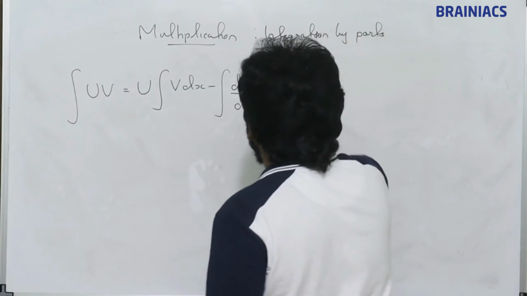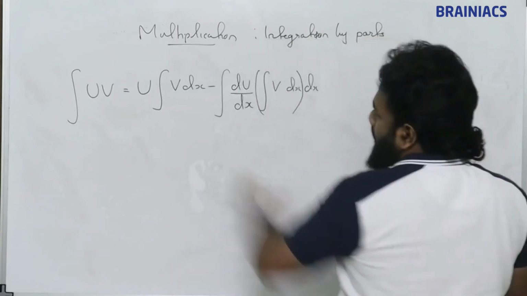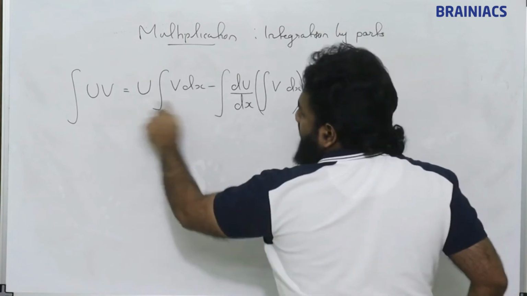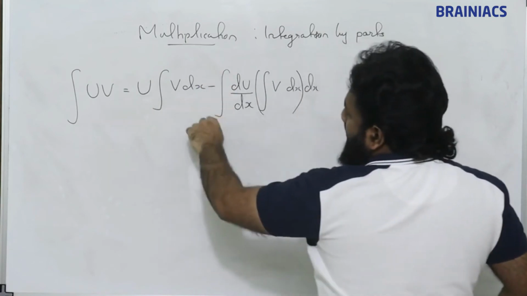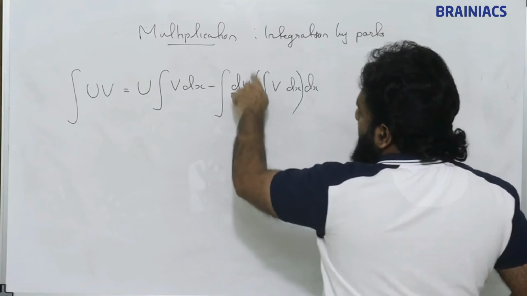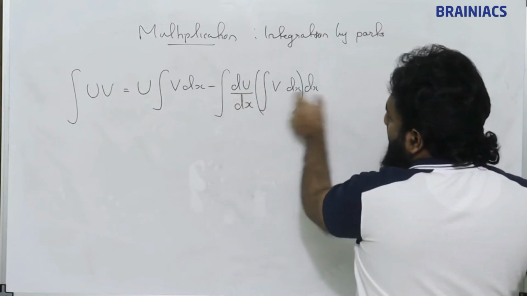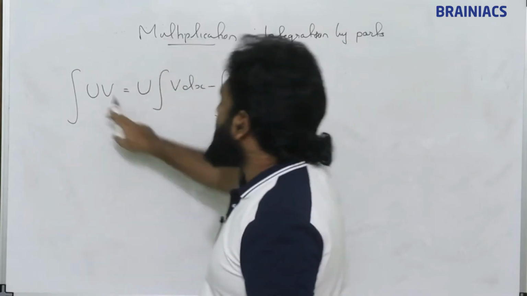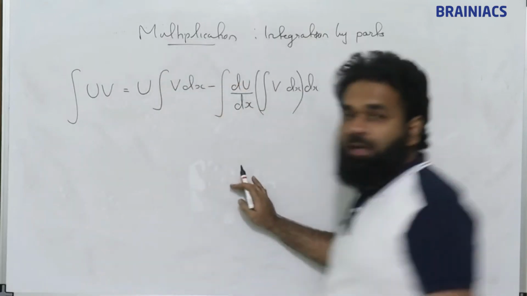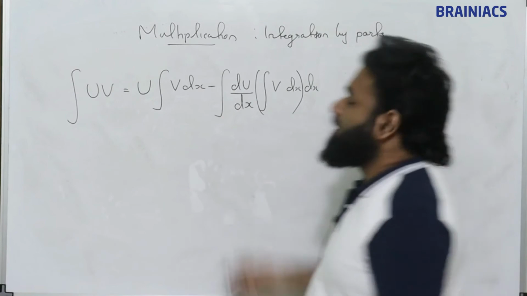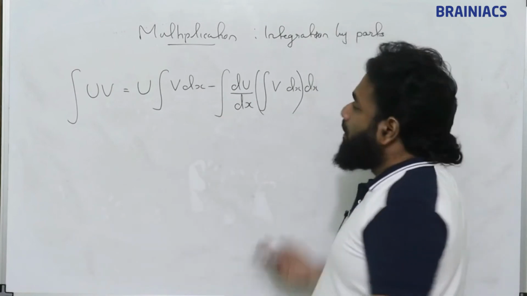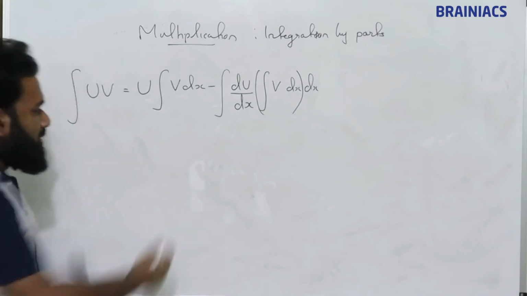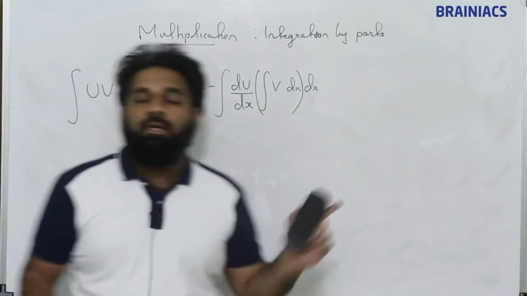Put a bracket here. Maintain u as such, integrate the second function v dx, then minus integral of du by dx times integral of v dx, then dx. See what the order is, which one is u and which one is v. For that there is a rule called ILATE. This is how we should give the preference.